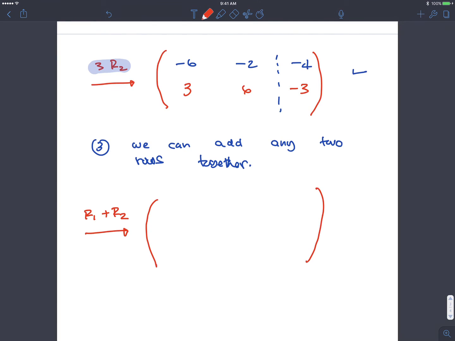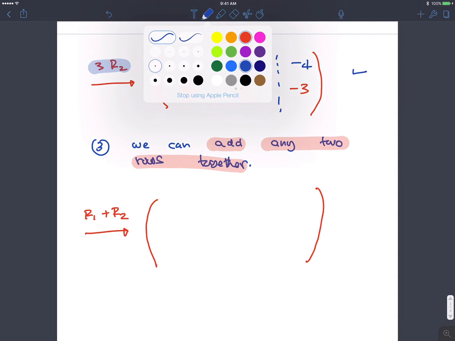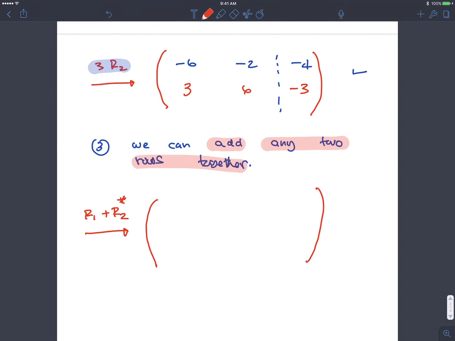However, that brings a quick dilemma here. If you recall, we can add 2 rows together. Row 1 plus row 2, we're really adding the entries. The question becomes, where do we put the answers? Like I mentioned in class, what I always do here is put a star. I always put the answers in the row that comes second, if you want to call it that.